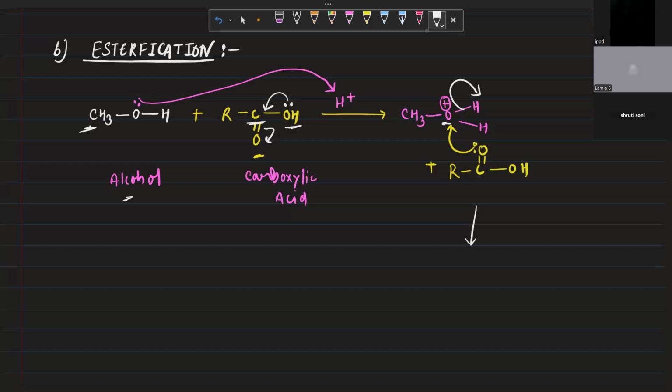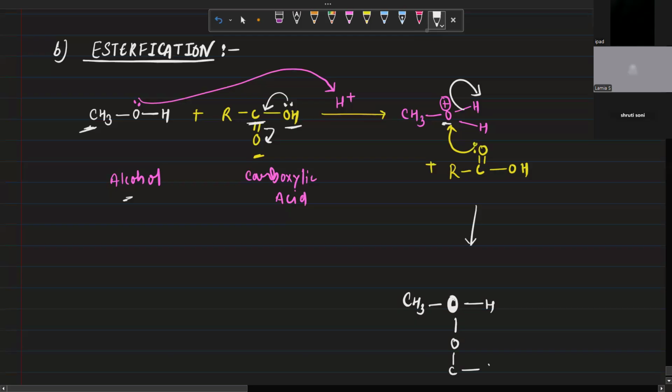So let's suppose the lone pair of the carboxylic acid attacks the oxygen which is positively charged, so that protonated alcohol needs to donate the hydrogen now, yes or no? So that's why the bond between oxygen and hydrogen will break. And then the adduct which we are gaining is CH3, O, hydrogen, and this one oxygen, carbon, OH, and R. Any doubt up to now?